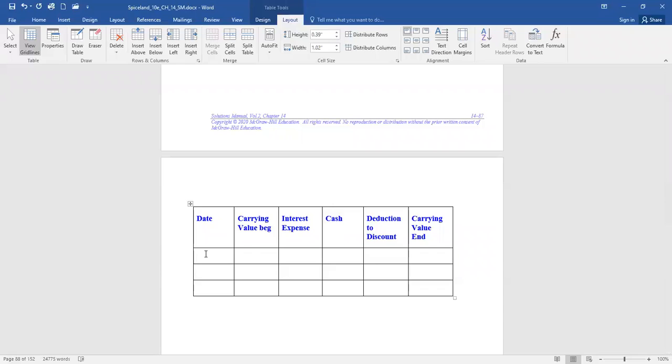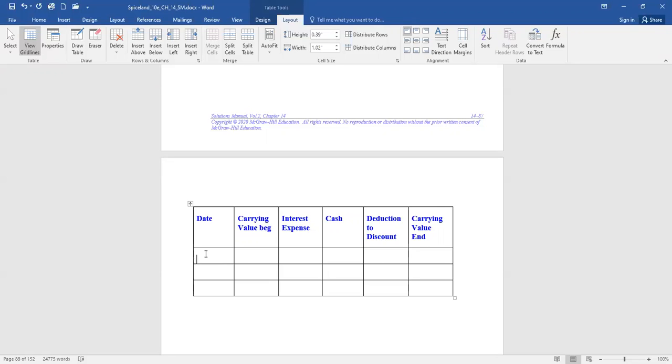Now, some companies can use straight line. They could just say, what's my total discount? How many interest payment periods do I have? And I'll just equally spread that discount out over the next 40 interest payments. But a more accurate way of spreading out the discount is through what we call the effective interest method.